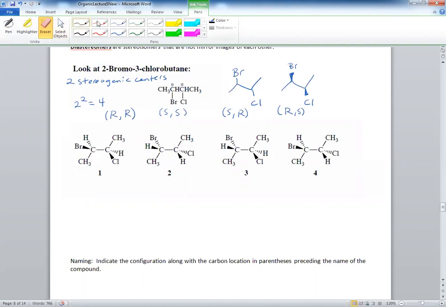So we said this was an R right here. You do this one. This is going to be 1 because we're doing this other stereogenic center. This would be 2. This would be 3. And of course, H would be 4. So what is that? That's also clockwise. So that's R. So you have R, R.